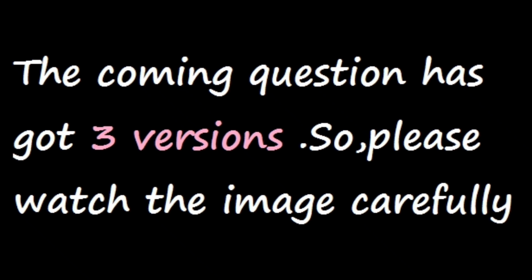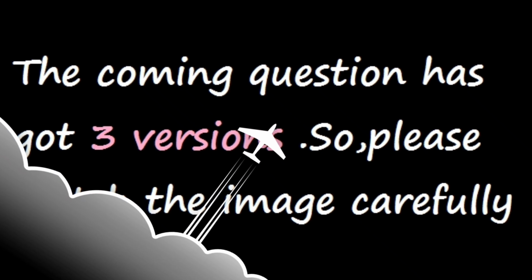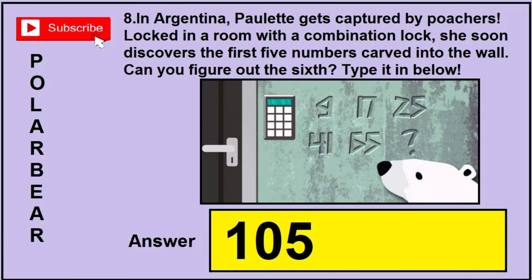Now this coming question has 3 different versions or types, and you need to watch the image very carefully, as each version differs from the others in the image only, not in the question. For example, in version 1, you can read here. It is said in the image that 19, 17, 25, 41, 65 and what. And if you find this set of image, then the correct answer will be 105. That means 105.